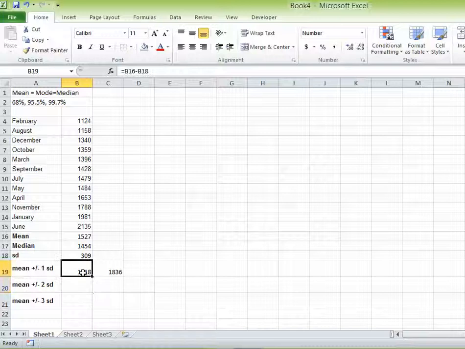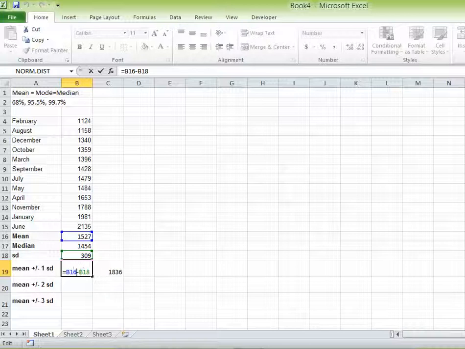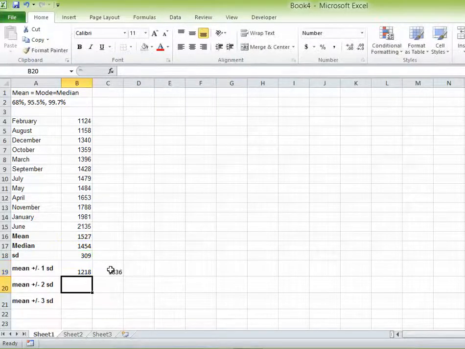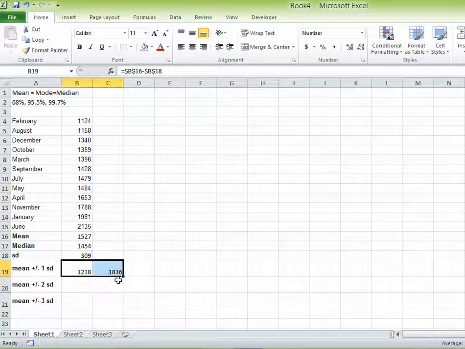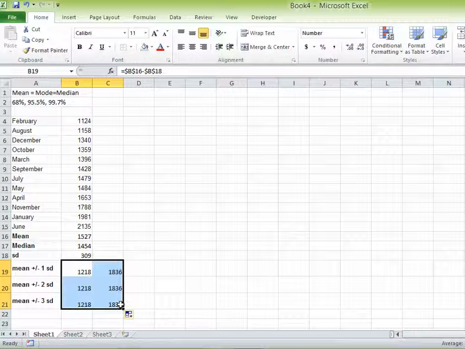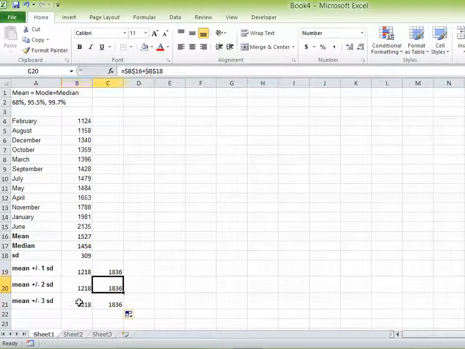Well, let's see. I'd like to copy these, but it's not going to do it for me unless I make them absolute cell references. How do I do that? I hit F4 for both those values. Likewise, I'm going to hit F4 for both those. And now when I copy them, it's going to copy the same exact equation. Sure enough, it's not what I want yet.